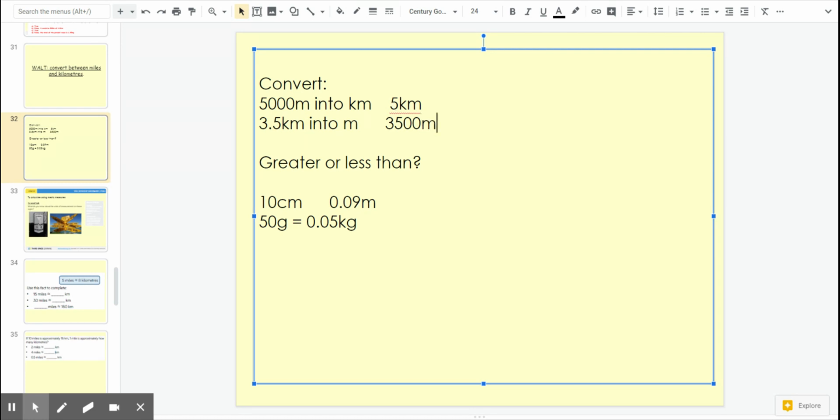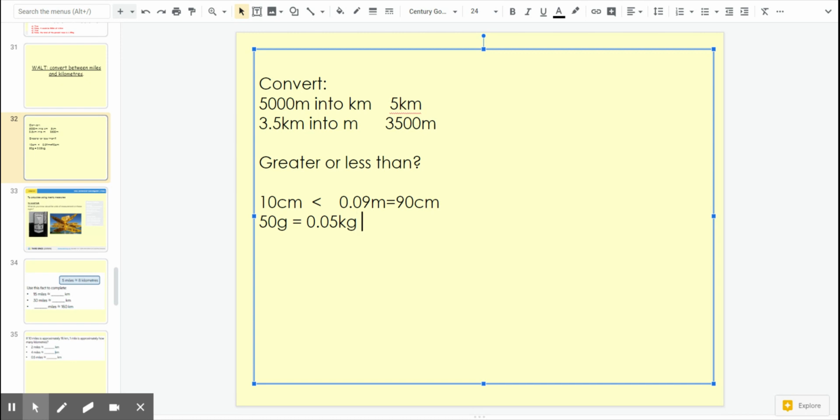So now we've got a greater or less than. 10 centimetres, is it greater or less than 0.09? Can we do that straight away, or do we need to do something? We need to convert it, don't we, both into the same unit of measurement. So I would convert this one into centimetres, which would be 90 centimetres, wouldn't it? So that equals 90 centimetres, which is greater. So 10 centimetres is less than 90 centimetres.